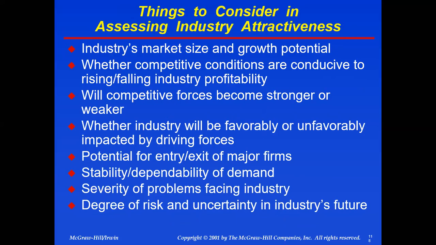Now, things to consider in assessing industry attractiveness are, number one, the industry's market size and growth potential; whether competition conditions are conducive to rising and falling industry profitability; whether competitive forces will become stronger or weaker; whether the industry will be favorably or unfavorably impacted by driving forces; potential for entry and exit of major firms; stability and dependability of demand; severity of problems facing the industry; and degree of risk and uncertainty in the industry's future. These are the things which are there to sort out industry attractiveness.